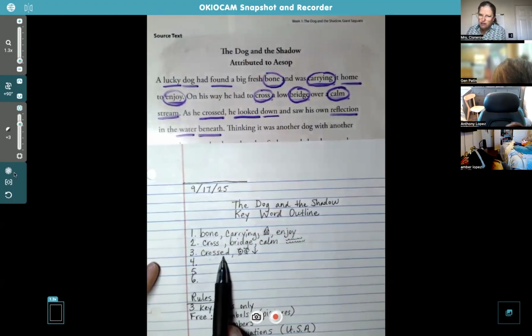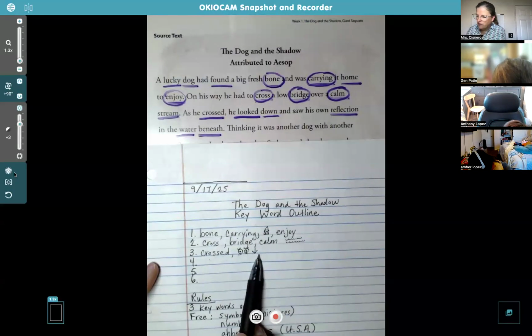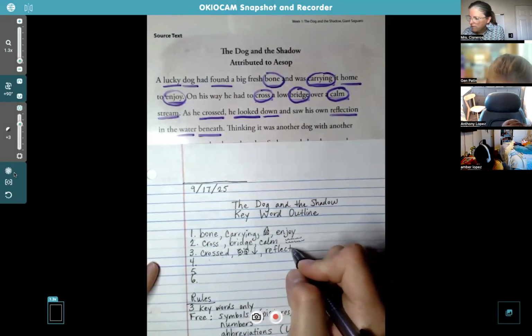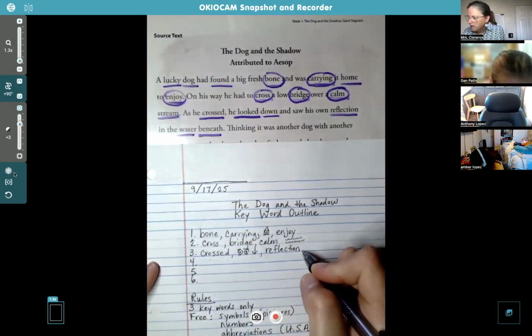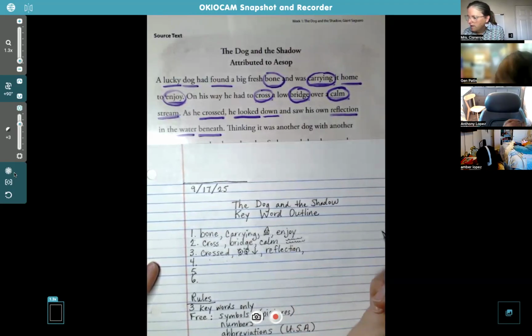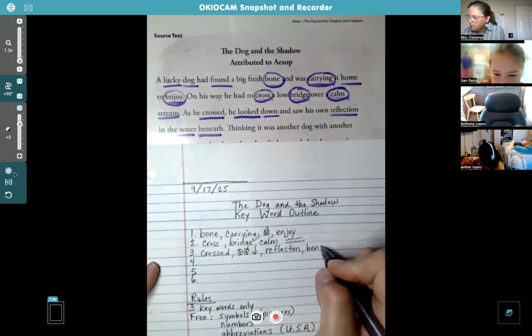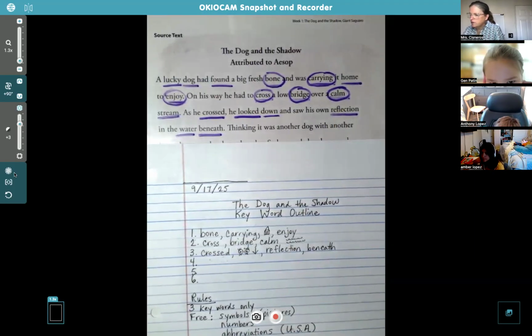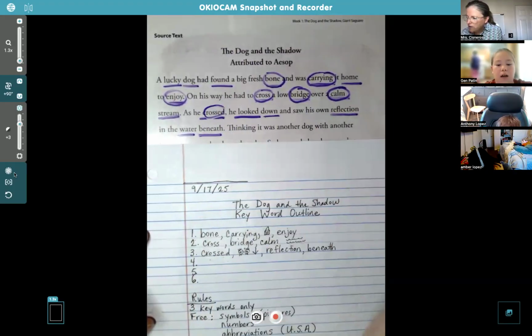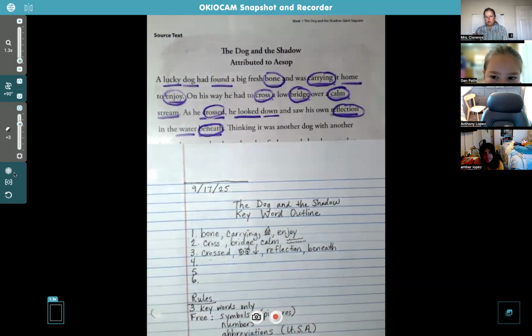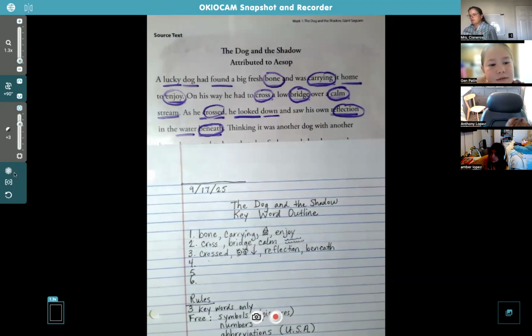Okay. So I got crossed, looked down, and then reflection. And I think I'm going to do beneath. Okay, so I used crossed, reflection, and beneath. And then I drew a couple of symbols in there. Remember, those are free, but I only have 3 words. Genevieve, did you want to say something? Oh, no. Okay.